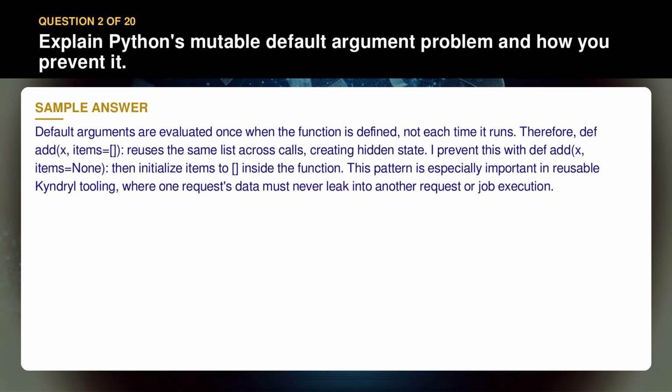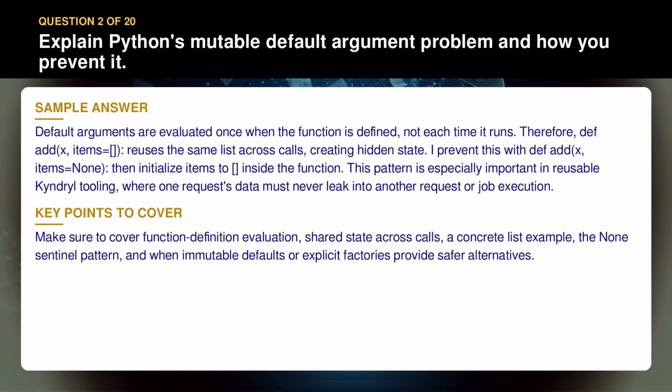job execution. Make sure to cover function definition evaluation, shared state across calls, a concrete list example, the None sentinel pattern, and when immutable defaults or explicit factories provide safer alternatives.